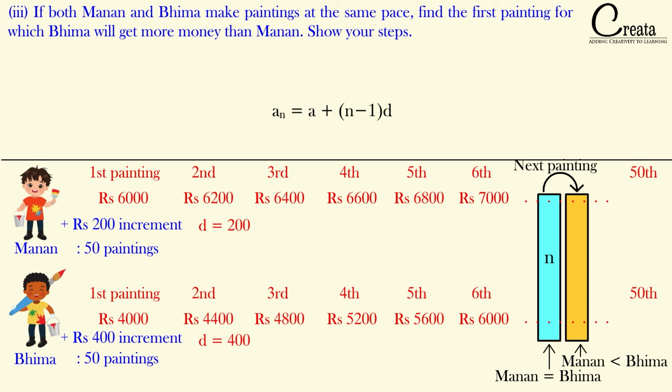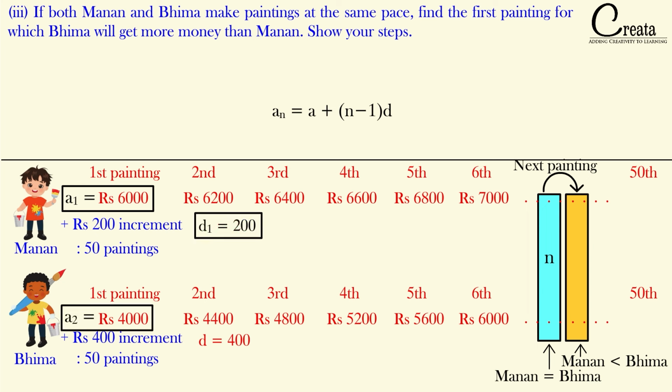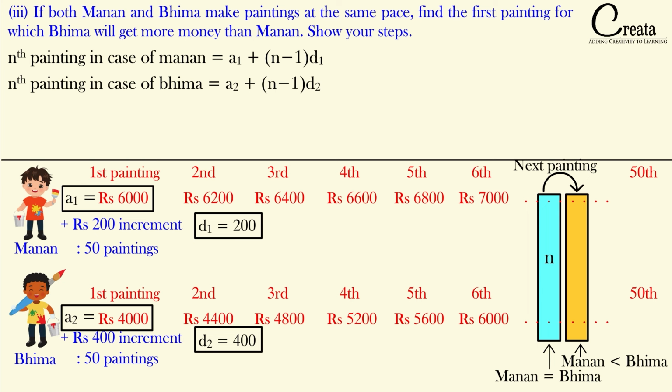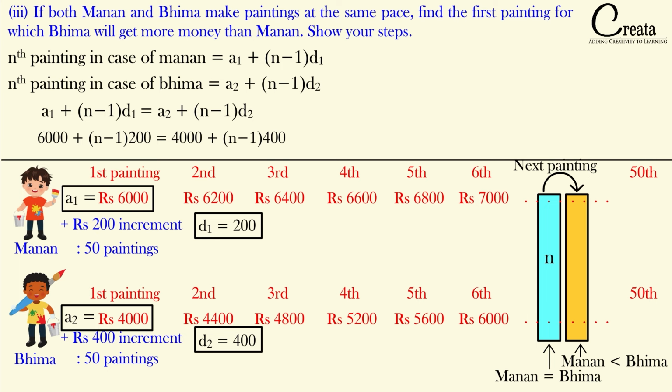For segregation, let's mark the first term of Manan as A1 and the first term of Bhima as A2. The difference in the case of Manan is D1 and in the case of Bhima is D2. So in the case of Manan it will be A1 plus (n minus 1)D1 and in the case of Bhima it will be A2 plus (n minus 1)D2. n is the same in both cases because we are finding the common term in which both terms will be equal to each other. Let's put A1 as 6,000, D1 as 200, A2 as 4,000 and D2 as 400.